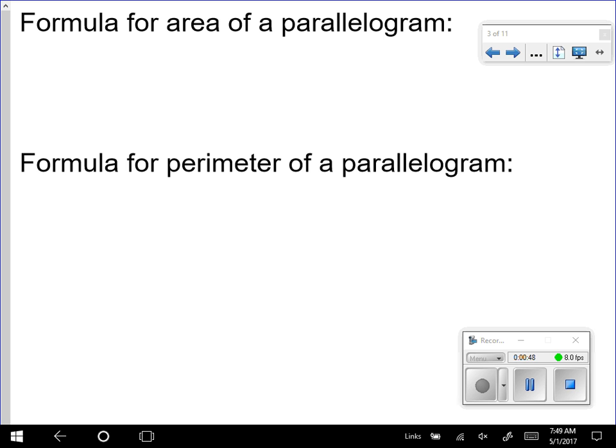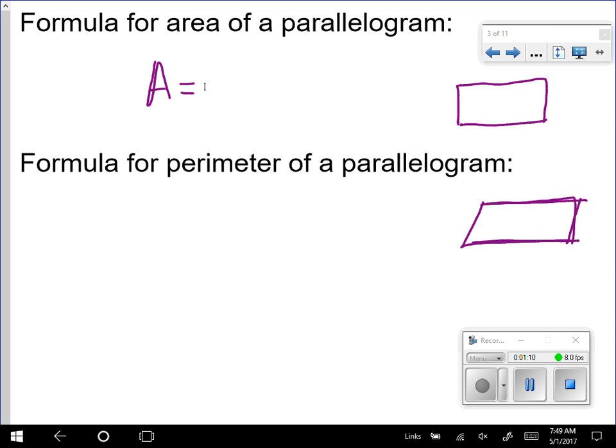Okay, remember, a parallelogram can take many different shapes. It can look like a rectangle. We've also seen parallelograms that have that slant to them. But they all have two parallel sides. That's a parallelogram. So the area of a parallelogram, we can write this in our notes: A equals base times height. And we'll talk about what base and height would be. Another way we might see this with a rectangle is length times width. So many of you know that formula as well.